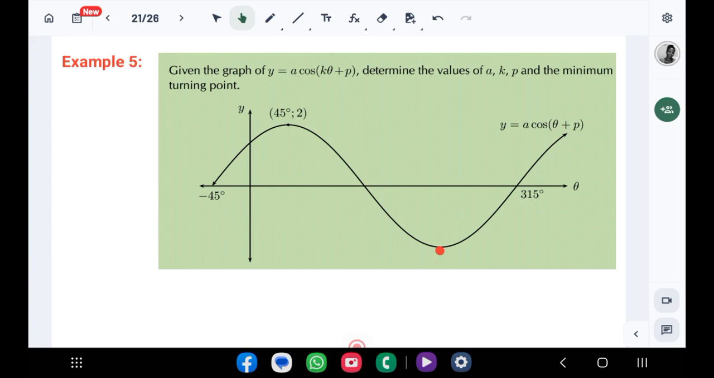Okay, first of all, let's figure out what the period is. We're going from negative 45 degrees all the way to, okay, this is a complete cycle. Even though it looks more like a sine graph, it goes all the way from negative 45 degrees to 315. So 315 degrees plus 45. That gives us a complete cycle, and that is 360 degrees.